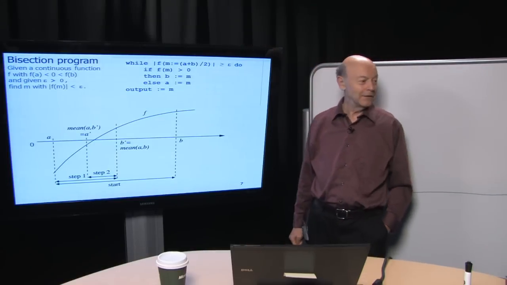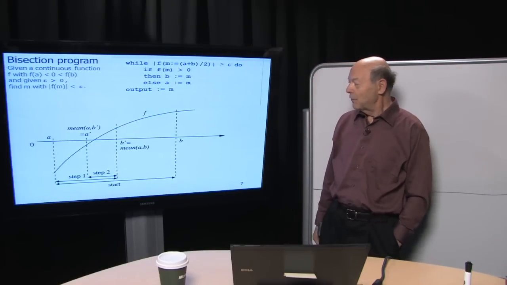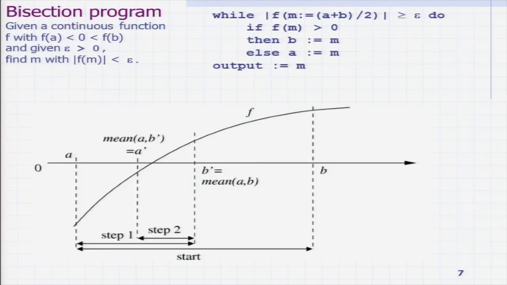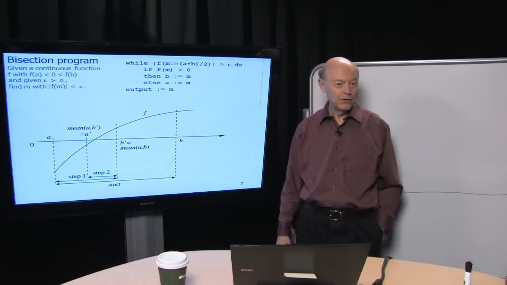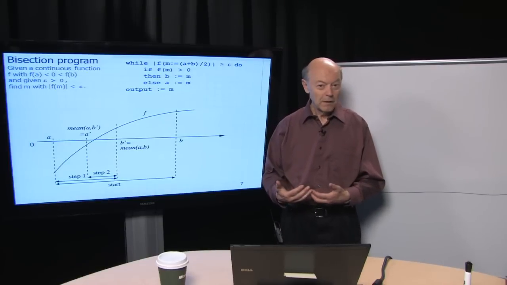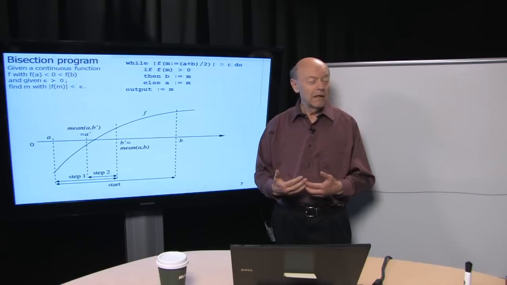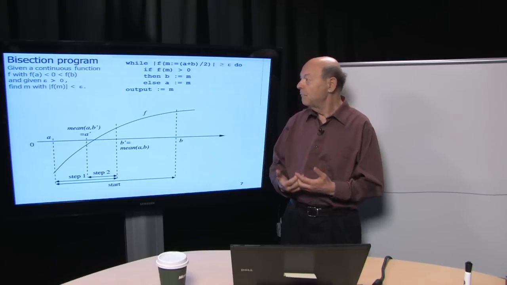Let me consider another algorithm, which also works not with numbers, but with sophisticated objects, in this case, continuous curves. So you have a continuous function, and you have two points, A and B, and the task is to find, as they say, the zero of the function, to find a point where the function is zero. Now that is, in general, impossible to do algorithmically. But what is possible to do is to find a sufficiently close approximation.